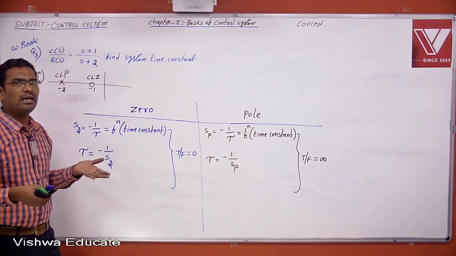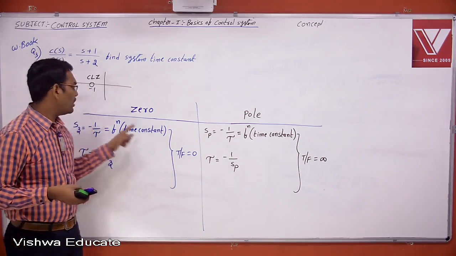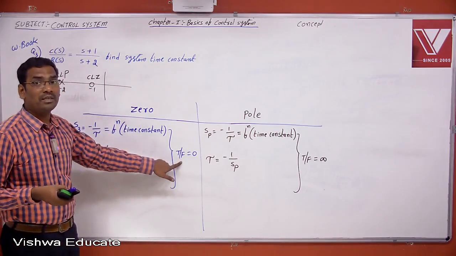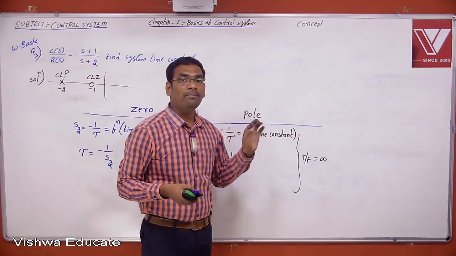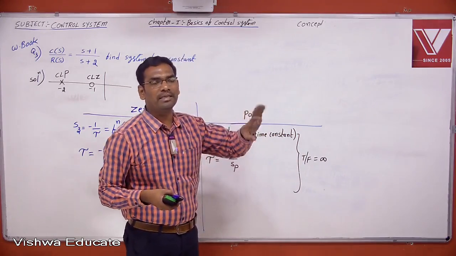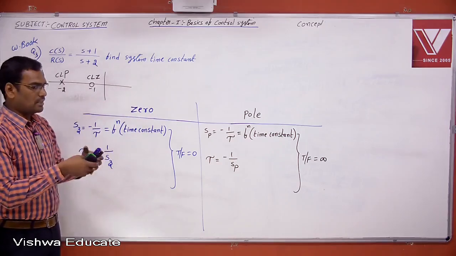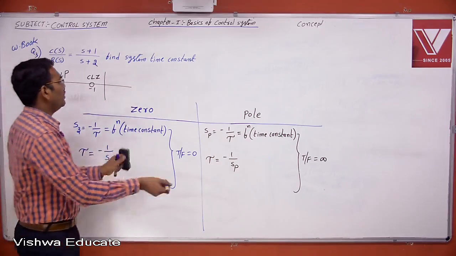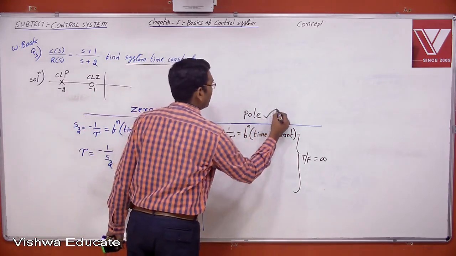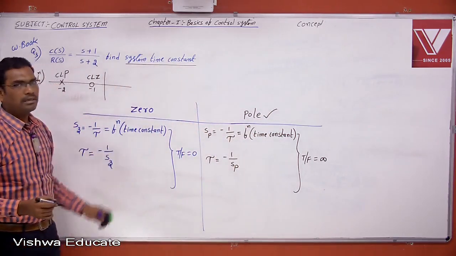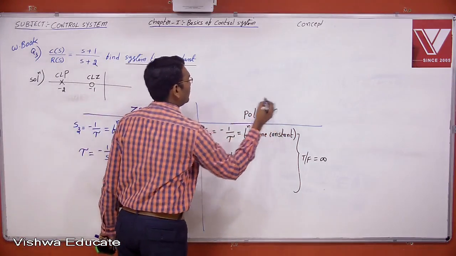Control system means the complete behavior of the control system is available in the transfer function. Therefore, this zero will make the transfer function zero, but this pole will make the transfer function infinity. Therefore, a pole's effect is more on the performance of the control system. Therefore, while calculating the system time constant, we consider the poles. We don't consider the zeros.